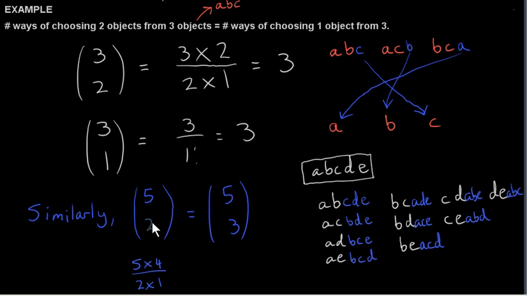So when we choose 2 letters or 2 objects from 5 objects, by default we are also choosing 3 objects from 5. If we work out 5C3, we have 5 by 4 by 3 all over 3 by 2 by 1. 3 factorial in the denominator, and the 3's cancel. So when these two numbers sum to whatever this number is, of course the 5's have to be the same, and when these two numbers sum to the number above, then the combinations are the same.